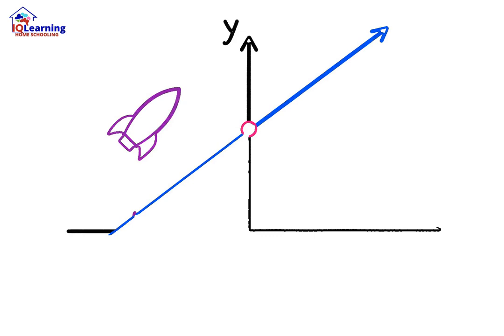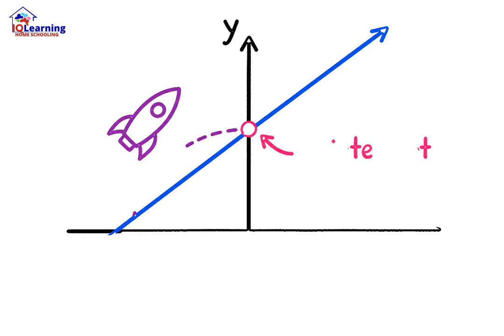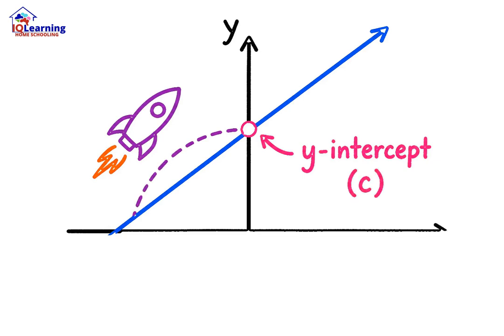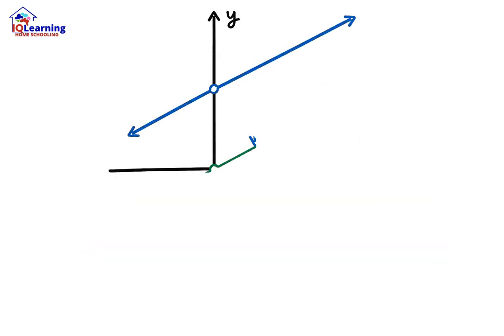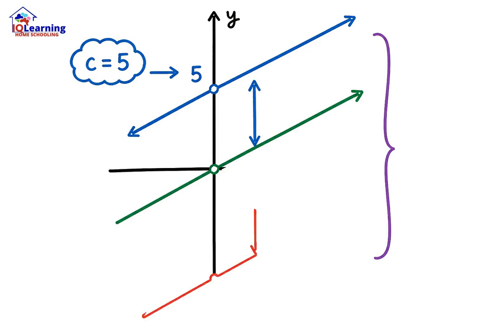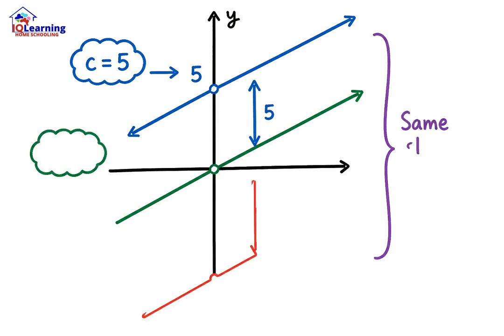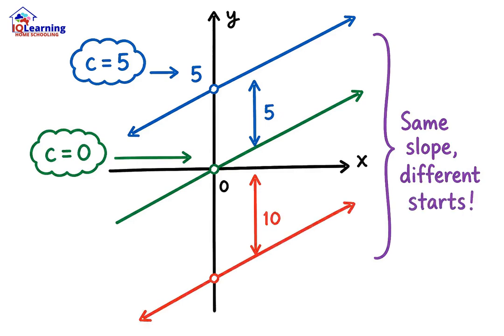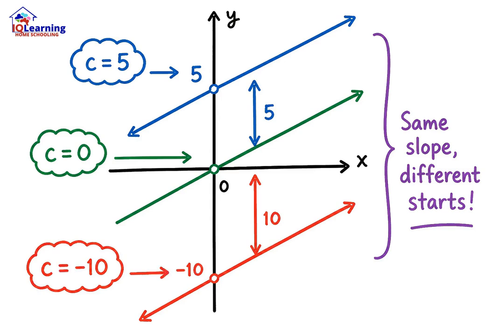This is even simpler. It's the exact point where the line crosses the vertical y-axis. It's the launch point. A c of 5 means the line starts 5 units up. A c of -10 means it starts 10 units below the origin. If c is 0, the line cuts right through the center. This one number literally shifts the entire line up or down the graph.